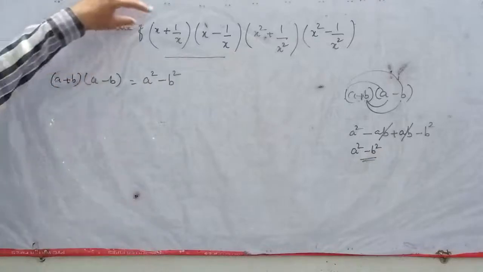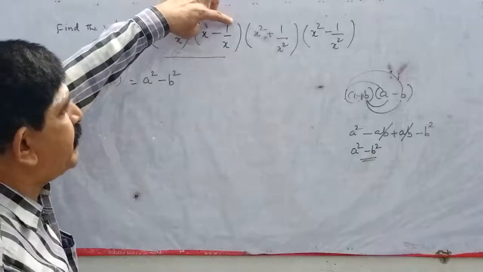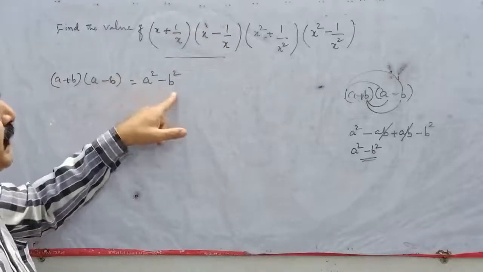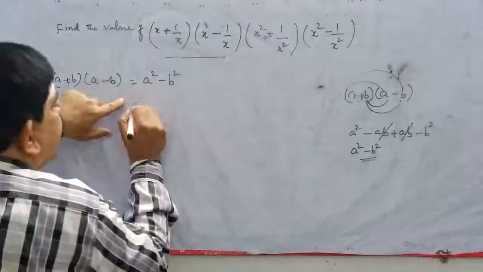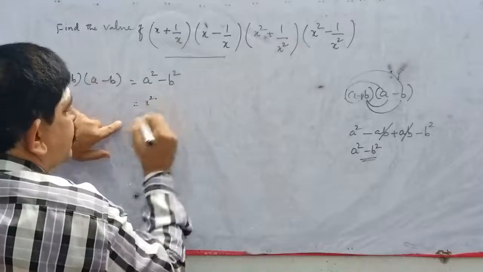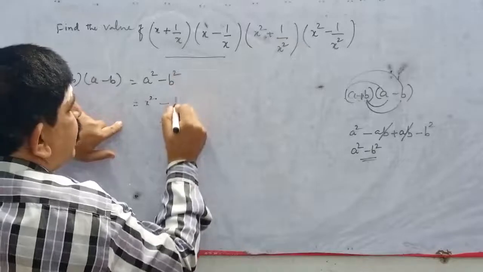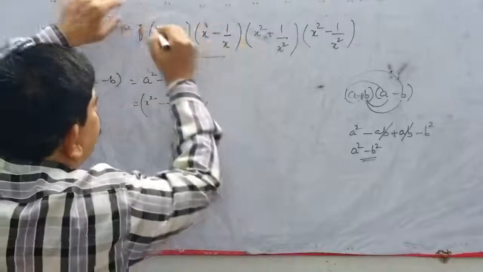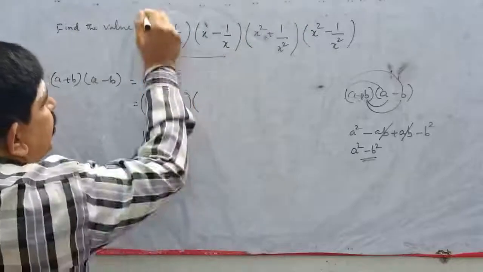In the same way, (x plus 1 by x) into (x minus 1 by x) is in the form of (a plus b) into (a minus b), so that is a square minus b square. Now we write this value. A square is (x) whole square, or x square, minus b square, 1 by x square, into... this is the value of the first two terms.